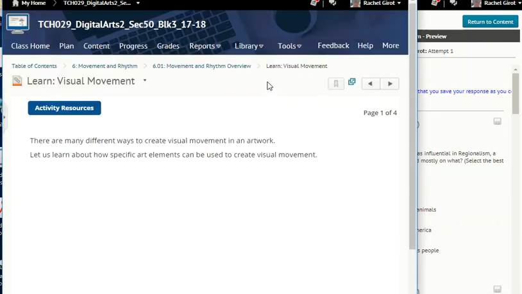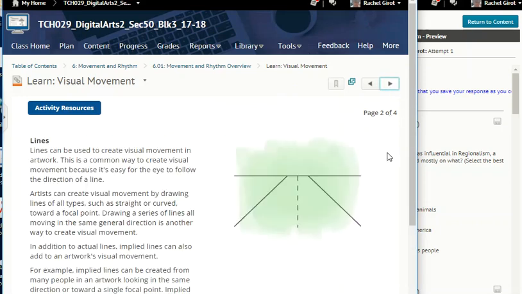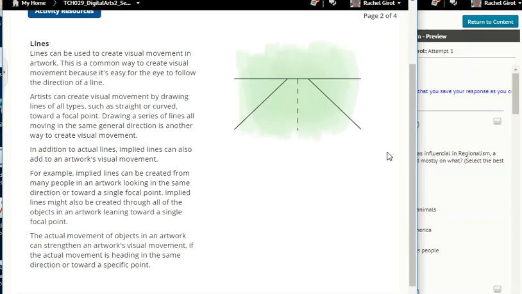Visual movement. There are many different ways to create visual movement in an artwork. Let us learn about how specific art elements can be used to create visual movement. Lines. Lines can be used to create visual movement in artwork. This is a common way to create visual movement because it's easy for the eye to follow the direction of a line. Artists can create visual movement by drawing lines of all types, such as straight or curved, toward a focal point.